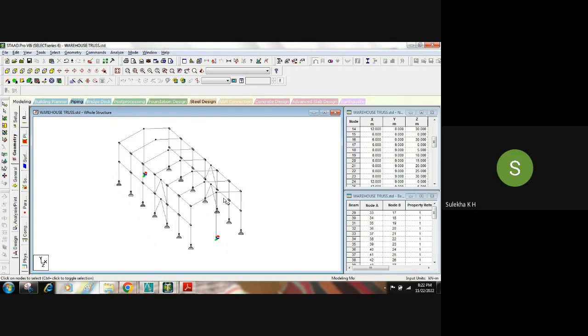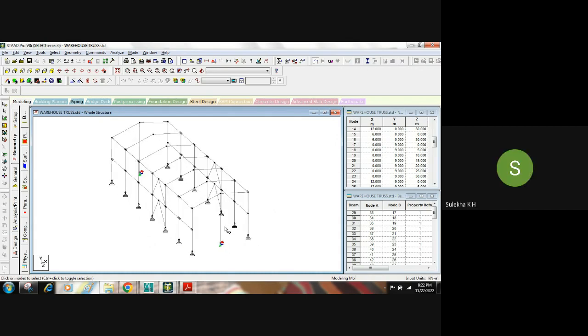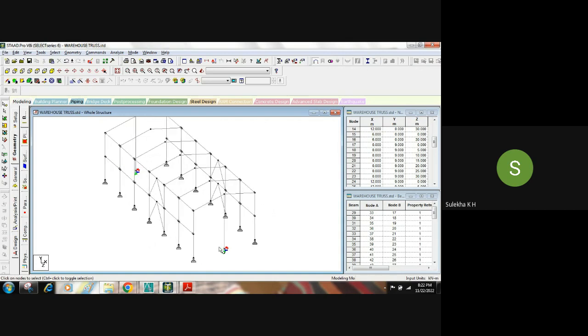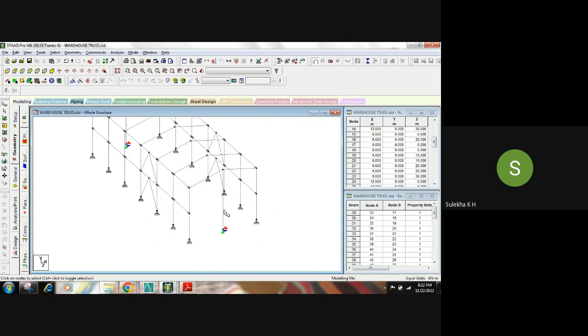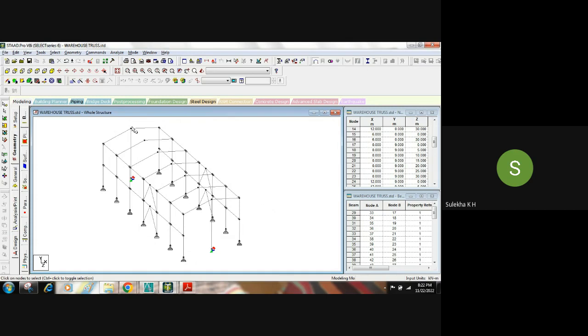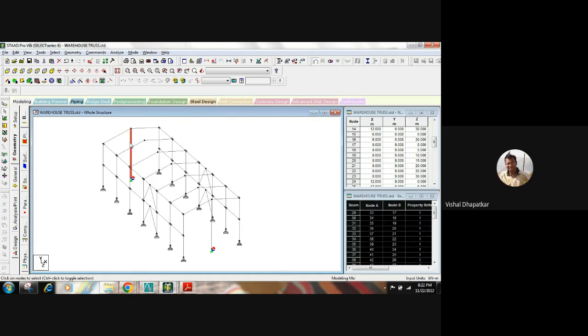Can you please explain this once again? Which one? This support allocation. Yeah, this one, fixing MX and releasing MY, due to what reasons, sir? Explain once again, please. For this column, we do not have any bracing or any moment connection in this direction, right?